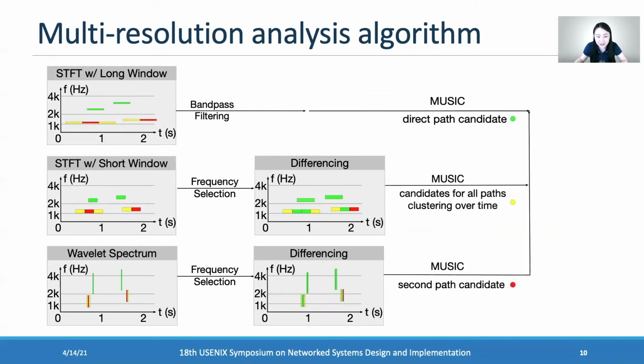So basically, long time window analysis gives us a stable but coarse estimation of the direct path. And the short time window analysis gives us a more accurate estimation for all paths, but might have some false peaks. Wavelet analysis is extremely helpful to improve the accuracy of the second path estimation. And then we combine all the results and select the final picks by previous heuristics.